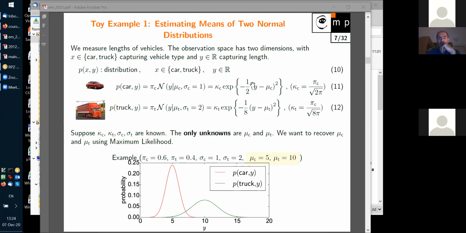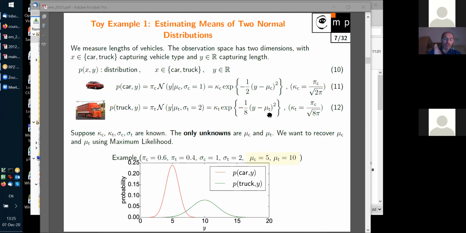This sigma 1 ends up with the probability of observation y being proportional to e to the minus 1/2 times y minus the mean of the car length, squared. And because of this 2, it is 2 times 2 squared, so 1/8, and the probability is proportional to the distance from the mean of the truck class.